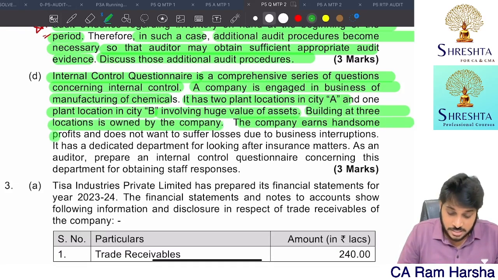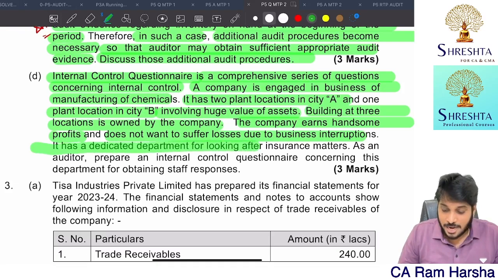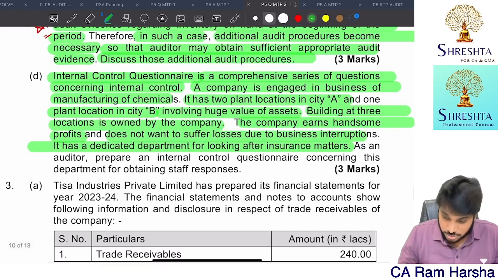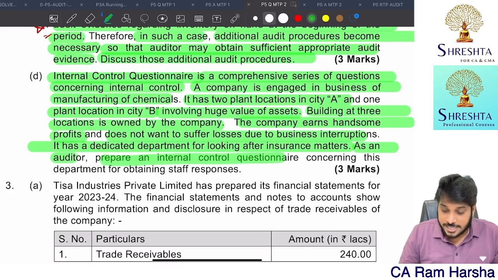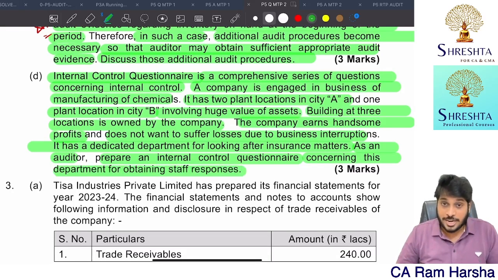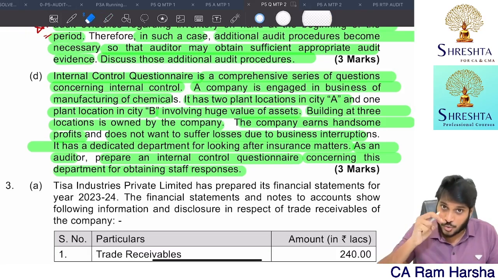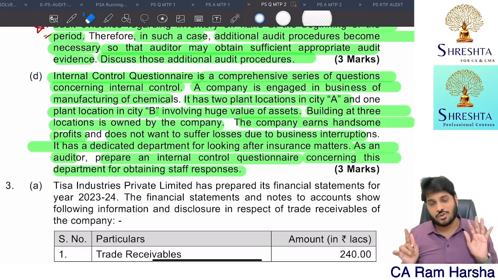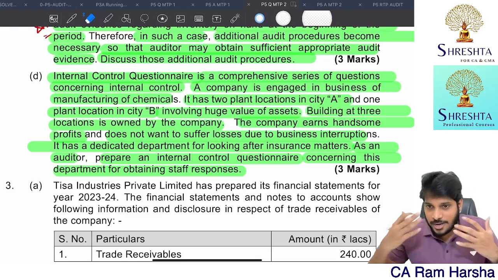The company earns handsome profits and does not want to suffer loss due to business interruptions. It has a dedicated department for overlooking insurance matters. As an auditor, prepare an internal control questionnaire concerning this department for obtaining responses whether insurance of plant and machinery has been done on a timely basis. Insurance related questionnaire they are asking. Out of box question, obviously, because they are asking you to apply a creative technique.